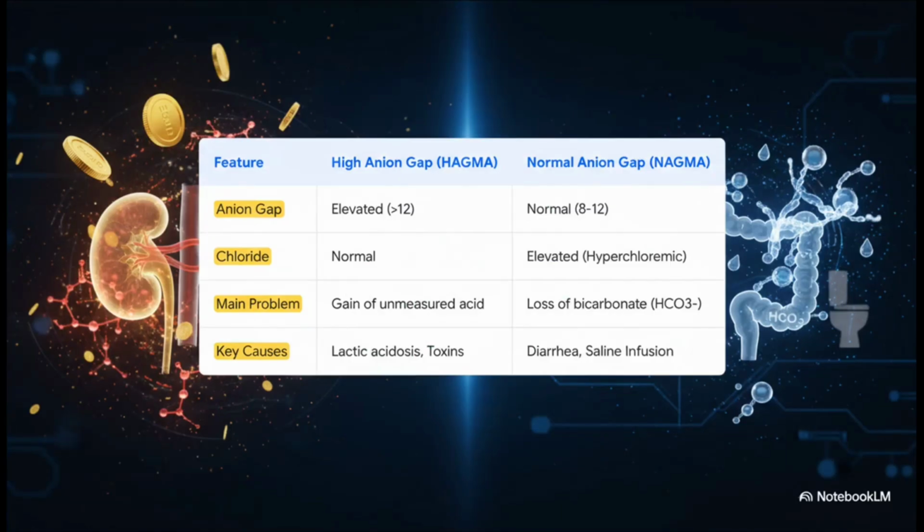So here it is, side by side. On one hand, you have high anion gap metabolic acidosis, or HAGMA. The gap is high, the chloride is normal, and the problem is a gain of acid. You're thinking GOLDMARK. On the other hand, you have normal anion gap, or NAGMA. The gap is normal, the chloride is high, and the problem is a loss of bicarb. You should be thinking about diarrhea or that big saline infusion. This right here is your cheat sheet at the bedside.